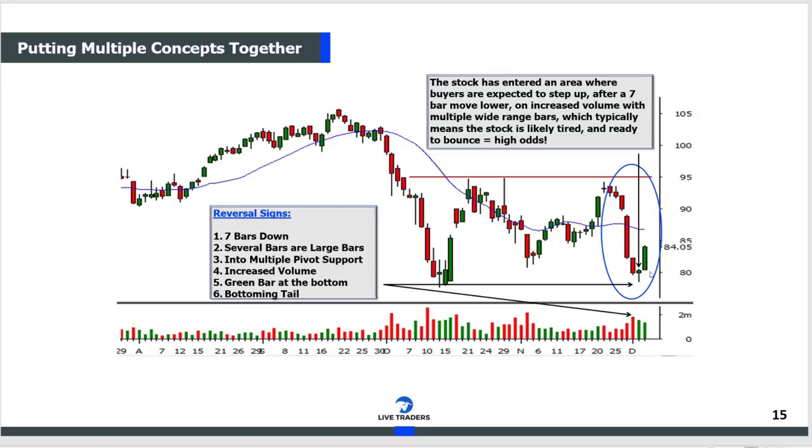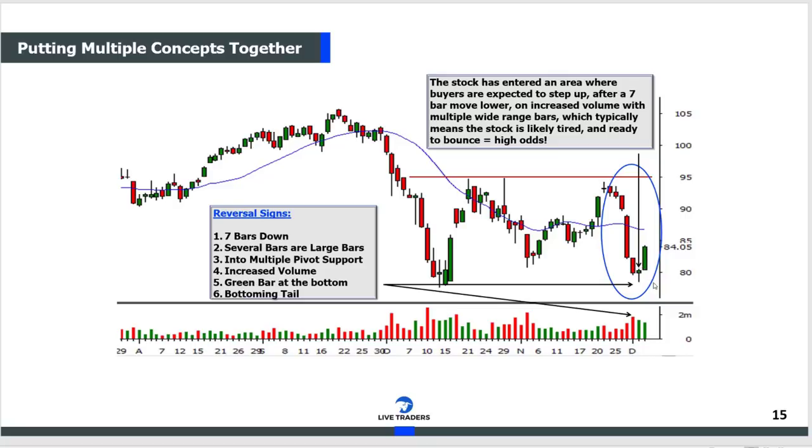Do you see how we systematically broke this thing down? Number one, seven bars down. Number two, large bars. Number three, into a support area. Number four, increased ending volume. Number five, green bar at the bottom with a bottoming tail. Six reasons that this stock should bounce. So this entry is the one you take.